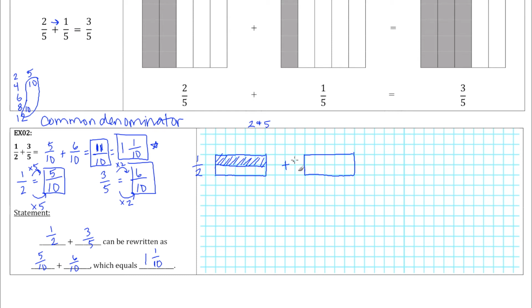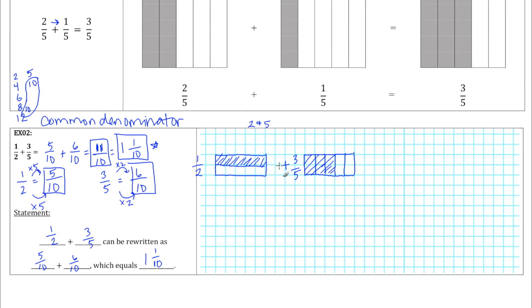The second one needs to be 3/5. Instead of cutting it in half horizontally, I'm going to do it vertically the other way. 1, 2, 3, 4 lines makes 1, 2, 3, 4, 5 equal parts. I'm going to shade in 3 of these. 1, 2, and then 3.